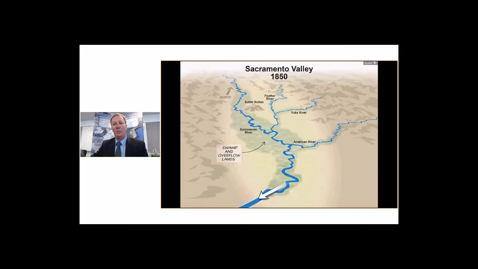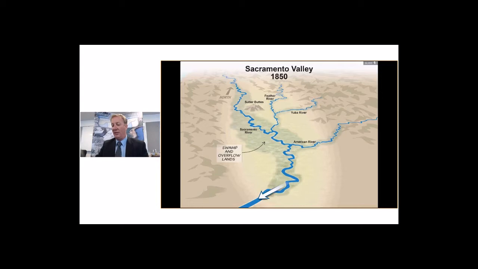For a little bit of perspective, the Sacramento Valley itself is visualized as a reflection of essentially where the valley looked in the 1850s, essentially a big inundated swamp and overflowed lands. You have the Sutter Buttes, and water would flow and overflow its banks. Same thing with the Feather, the Yuba, and the American, and then make its way out through the Delta.